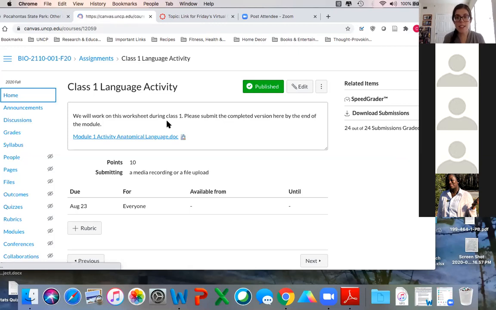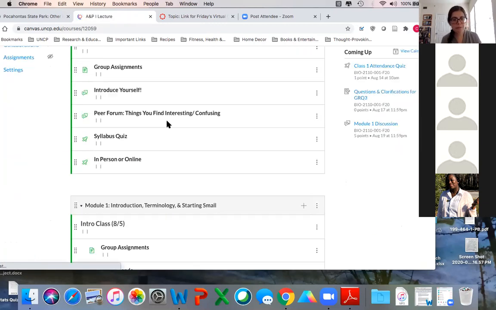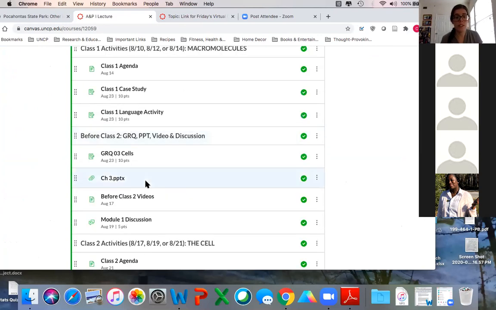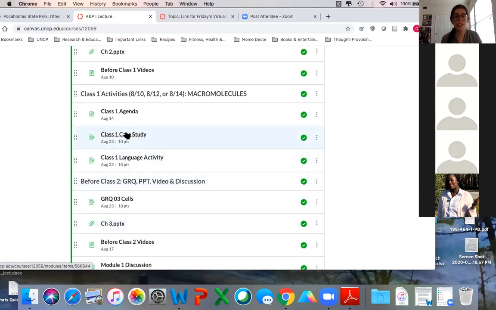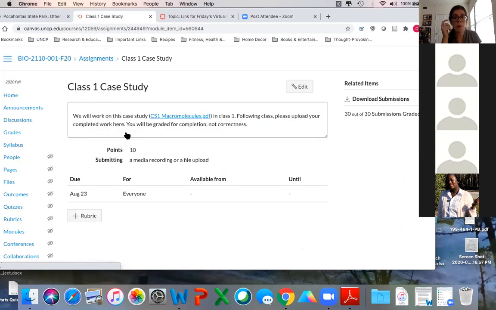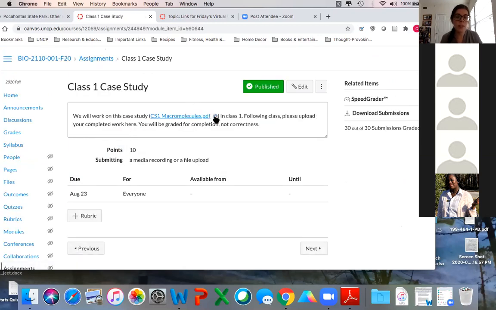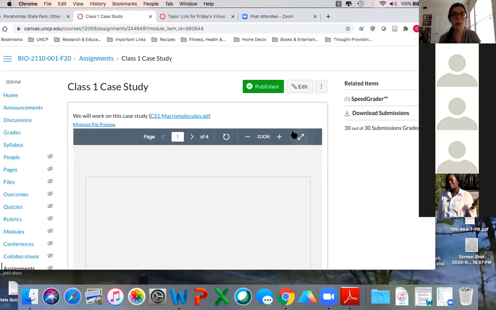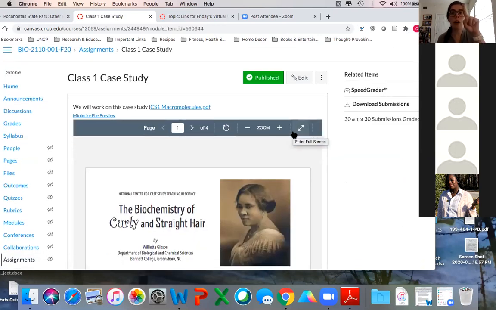We're now gonna move on to the second activity here. And again, for the second activity, you're going to just submit whatever you have. So this is going to be our class 1 case study. So if everyone could open up class 1 case study. It's case study 1, macromolecules. And for this one, we're only going to work on parts 1 and 2.